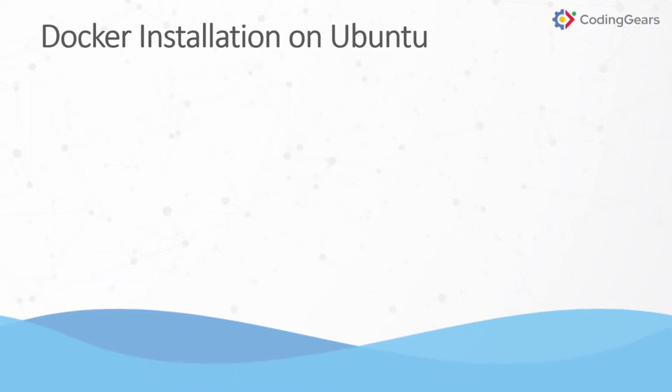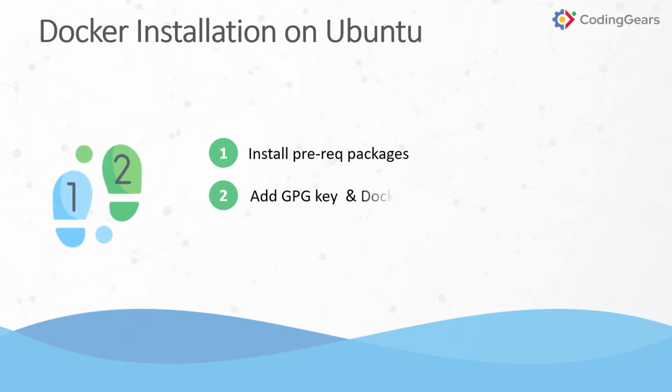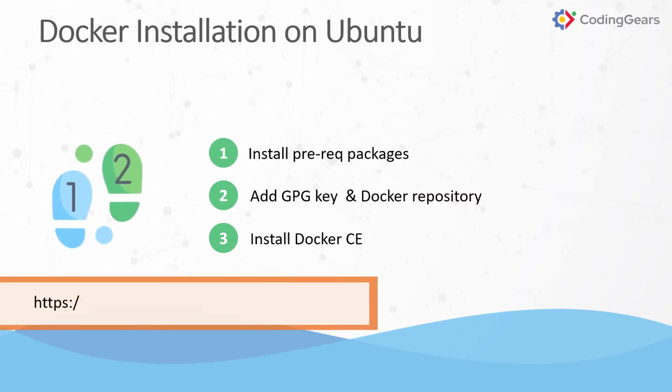By the way, before we get into an Ubuntu machine, I would like to give you a quick overview of the steps we will be following. First, we will install any prereq packages, then add the GPG key and Docker repository to the system, and then install Docker CE. All the steps that we'll be using are available right on the docker.com website, and that's the URL.